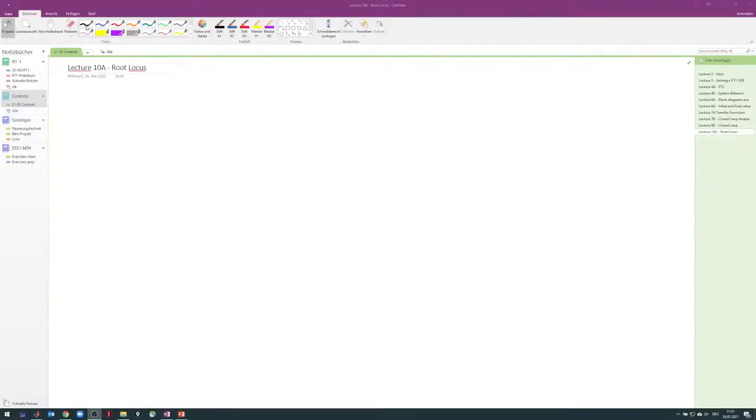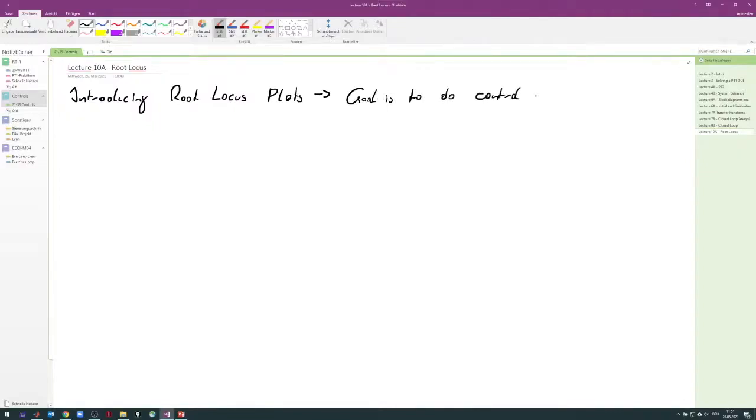Okay, so what did we do last time? We actually introduced the root locus plots. In German, it's Wurzelortskurve. And we want to do closed loop control design based on that, right? So the goal is to do control design. So far, we didn't do that, right?